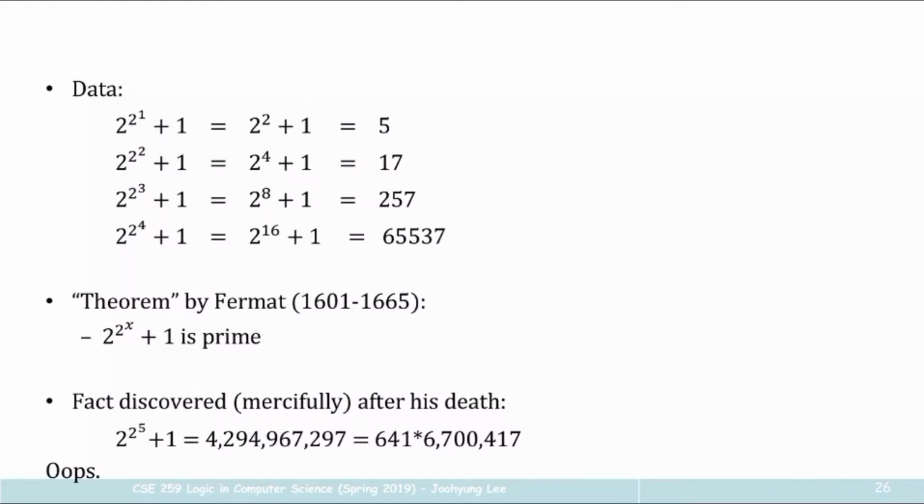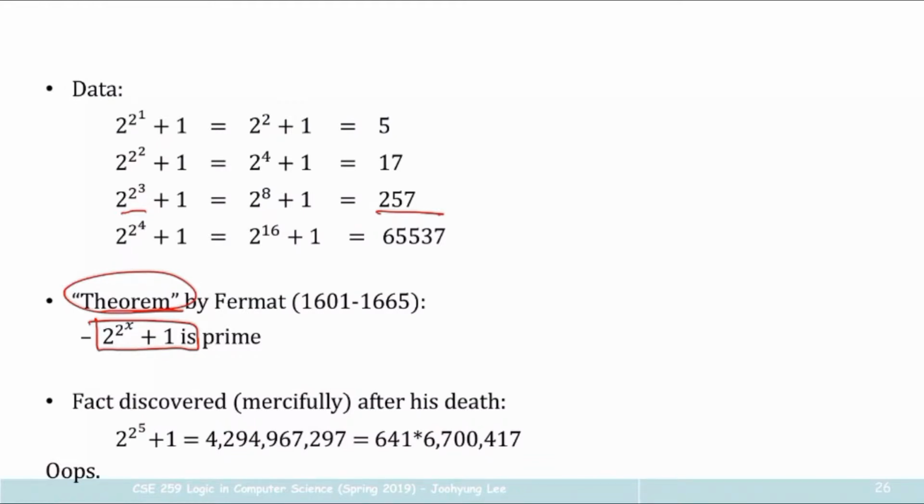So people realized that there's a pattern here. It's 2 to the power of 2 to the power of 1 plus 1 is 5. 2 to the power of 2 to the power of 3 plus 1 equals this. So it looks like a theorem or conjecture that if you have 2 to the power of 2 to the power of x plus 1, then it becomes a prime. Okay? That makes sense for the first 4 numbers here.